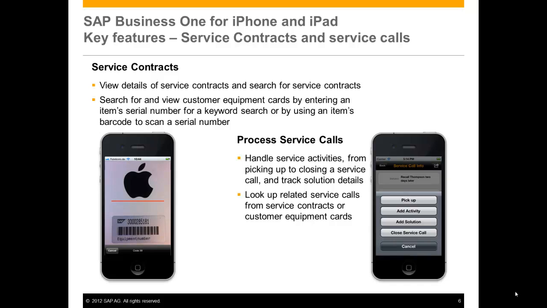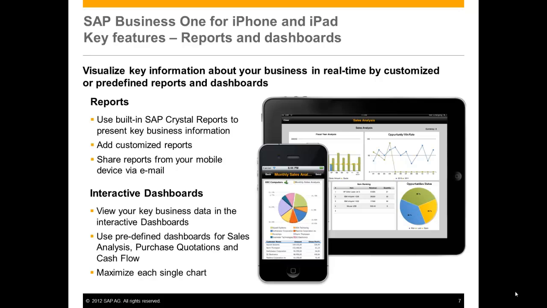And of course, you're able to look up related service calls from your service contracts or from those customer equipment cards. So giving you the complete spectrum of those service related activities that you might want to activate when you're out on the road. We've taken the next step as well with giving additional access to reports and dashboards inside the SAP Business One mobile application.